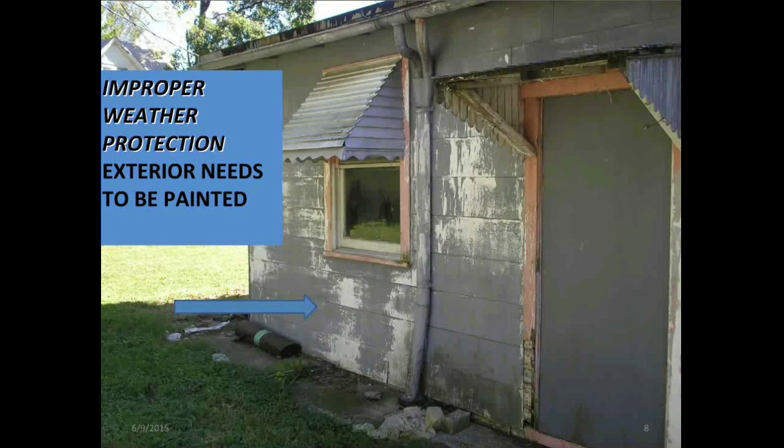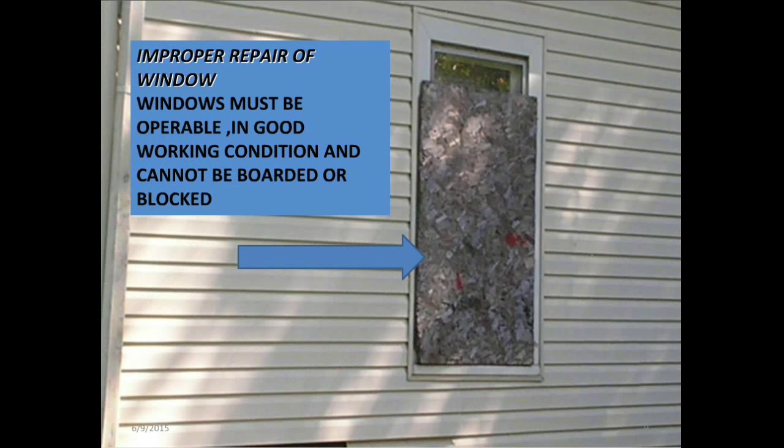Improper weather protection. The exterior needs to be painted. Refer to the 2009 International Property Maintenance Code, Section 304.2, Protective Treatment. Improper repair of window. The windows must be operable in good working condition and cannot be boarded or blocked. Refer to the 2009 International Property Maintenance Code, 304.13, Window, Skylight, and Door Frames.